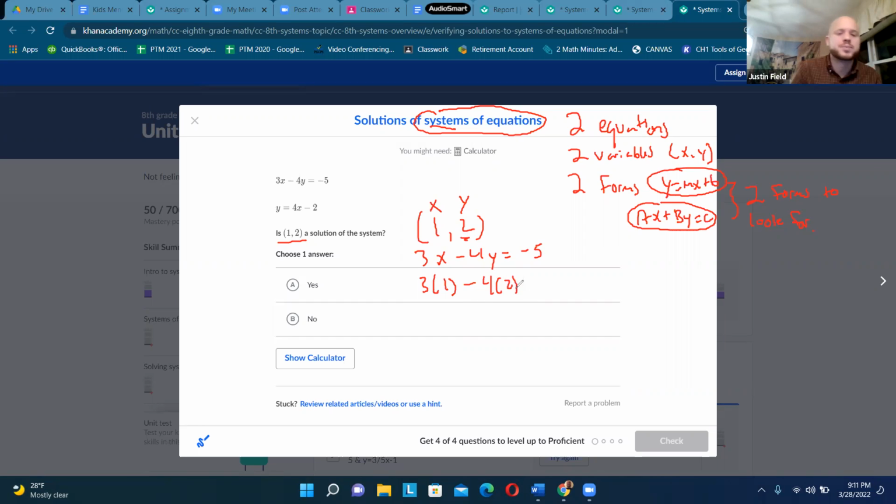So 3 times 1 minus 4 times 2. Now I'm just gonna do the math and see if I end up with -5. So 3 times 1 is 3, minus 4 times 2 is 8, and 3 minus 8 is -5. So that means that 1, 2 is a solution to my top equation. What about my bottom equation?